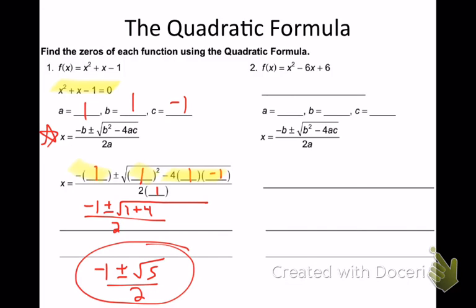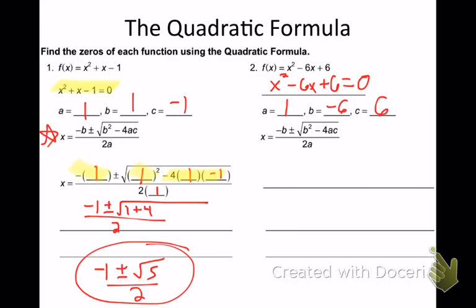Let's try number 2. I have f of x equals x squared minus 6x plus 6. Whenever I do these problems, I always want to set equal to what number? 0. So I have x squared minus 6x plus 6 equals 0. I need to identify A, B, and C. What's A going to be? Anybody A? B? C? So I have A, B, and C.